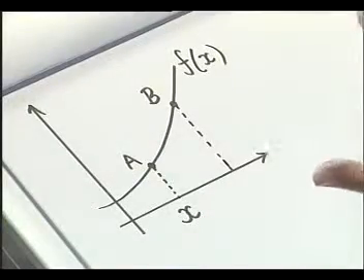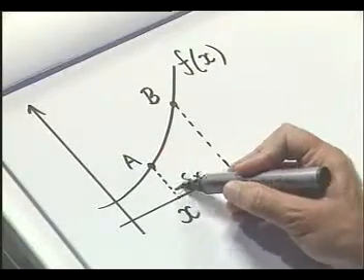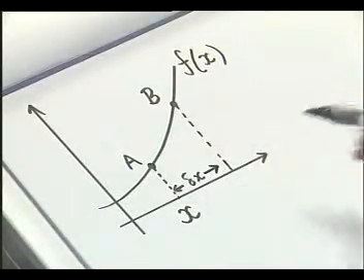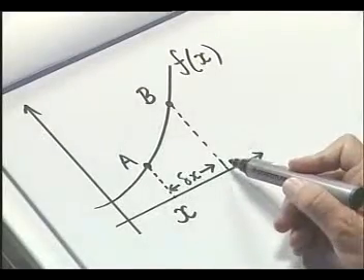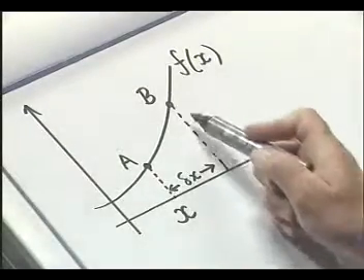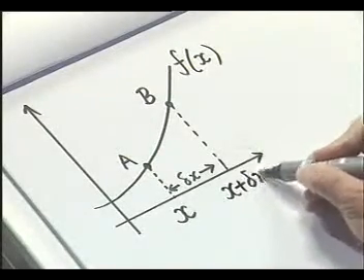So the x-coordinate here is x plus a little bit more of x, and this little bit more of x in here we write as delta x. Delta x stands for a small change or small increment, as we call it, in x. So if this distance is delta x, the x-coordinate at B must be x plus delta x.